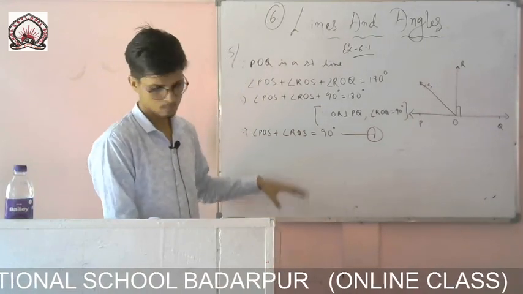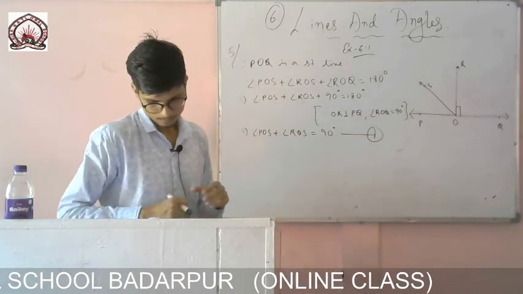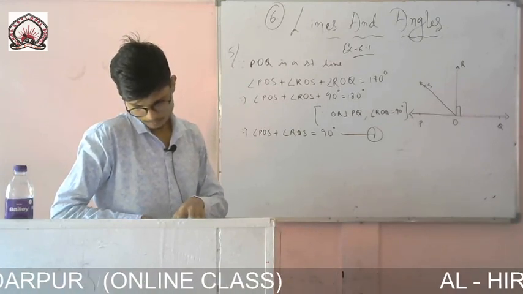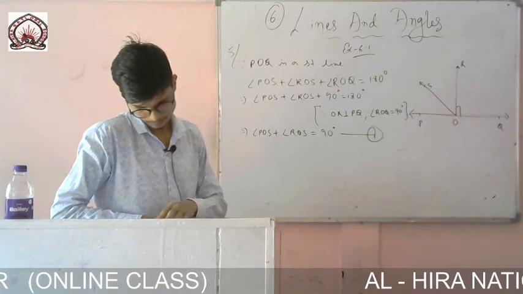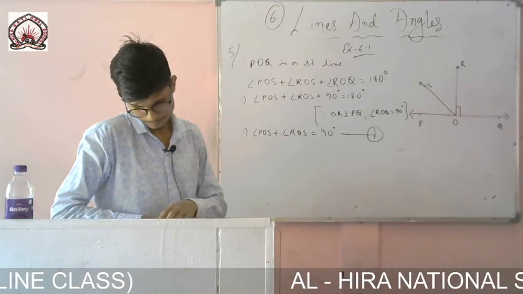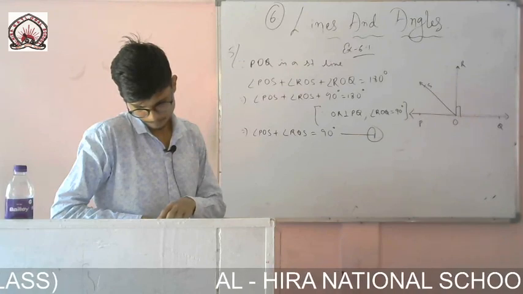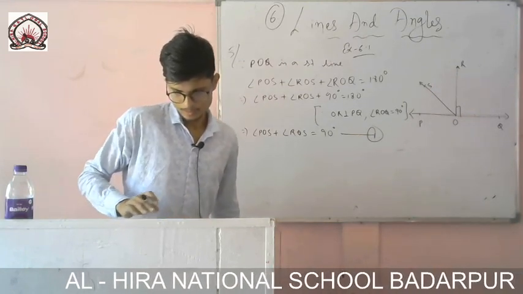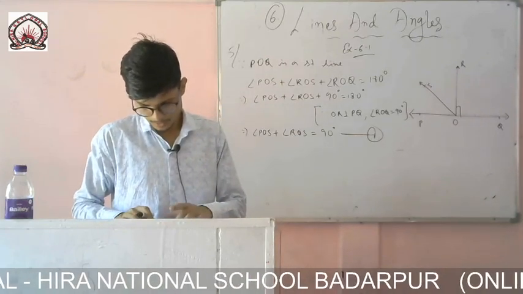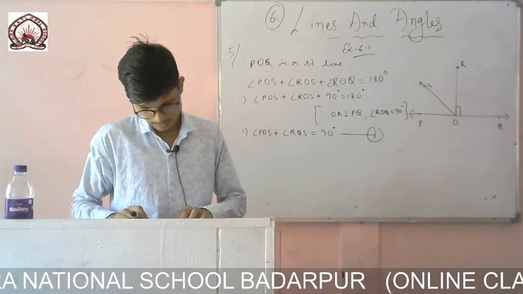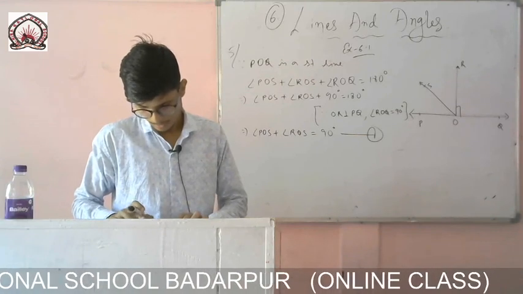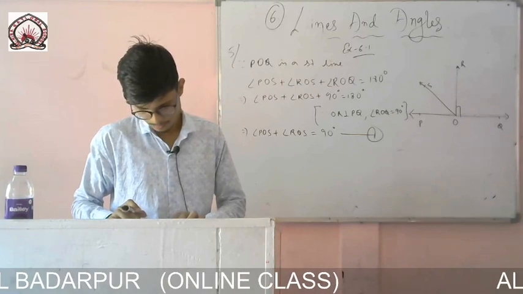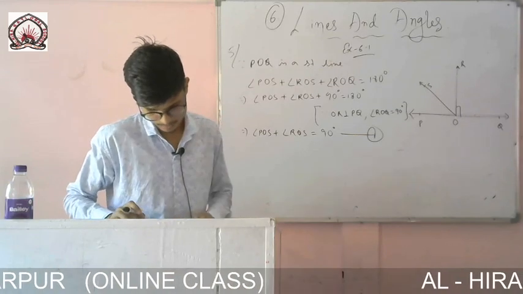Now we will use this one. Okay. Now you see what is given here. Now you see I can write it like this, that angle ROS plus angle ROQ will be equal to angle QOS. Okay.